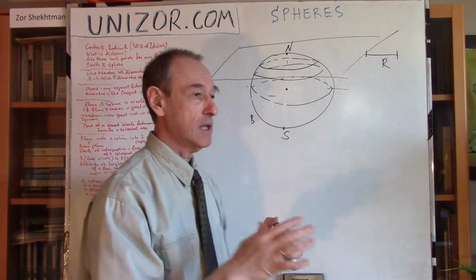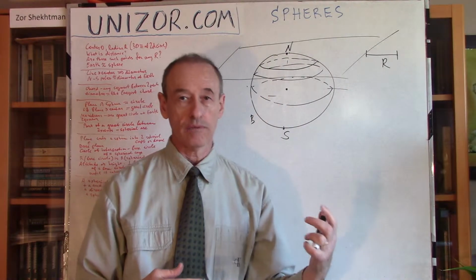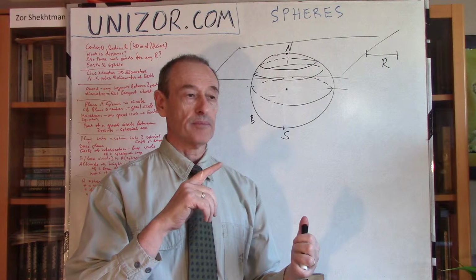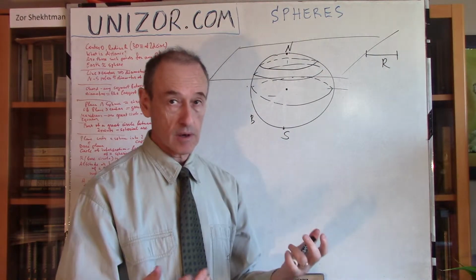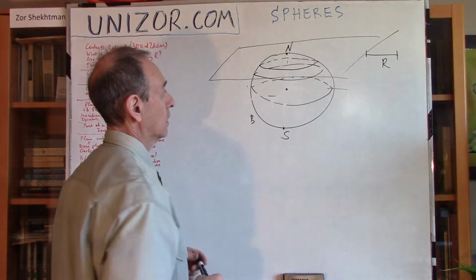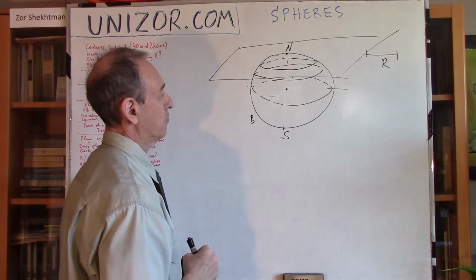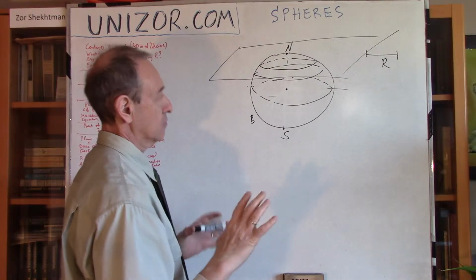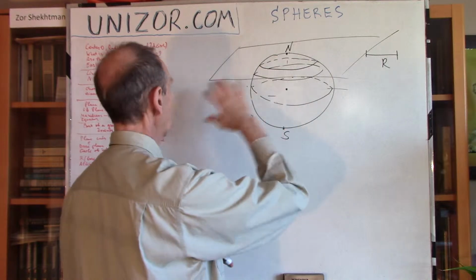So any plane which is passing through a center of a sphere intersects with a sphere along a great circle. Every other plane which does not pass through a center just makes a circle as an intersection between the surface of a sphere and the plane.